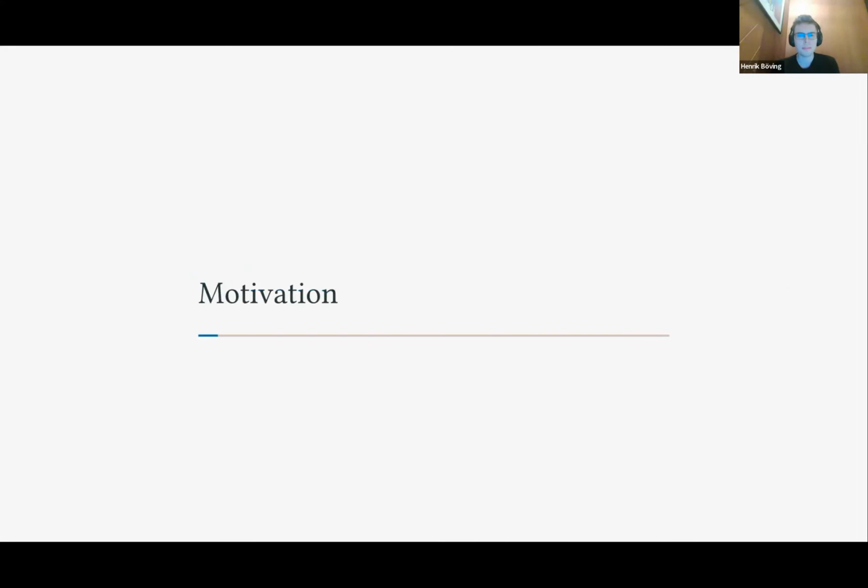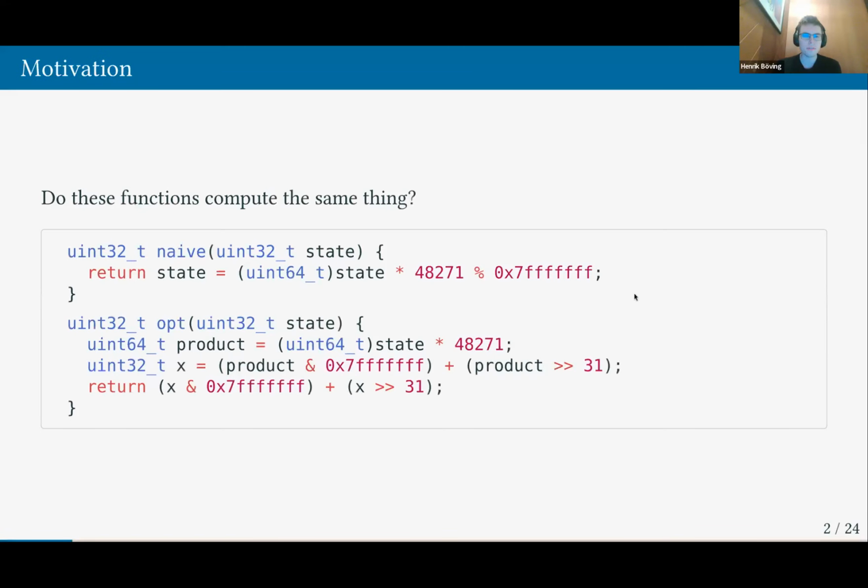I want to begin with a little motivation for why we might even need something like bit-level reasoning. So I brought a bit of C code. If you don't know C, it's not that important. Basically, what's happening here is we have a naive implementation of a random number generator. It's not a particularly good one, but it just does a multiplication and then a modulo with two very particular constants. And if you look around on the internet, you will find alternative implementations of the modulo part of this RNG that look like this mess.